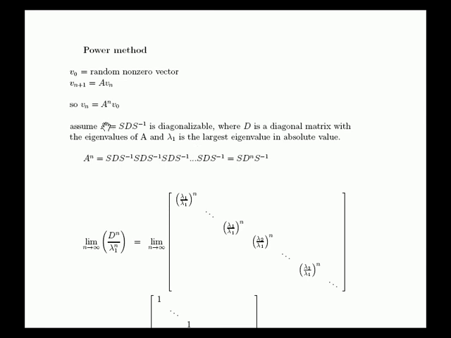So anyway, we're starting from assuming that A is S D S inverse, where D is a diagonal matrix. Now, we're not assuming we know D or S. If we knew D and S, we'd already know the eigenvalues and we wouldn't need this method, but we're just assuming that they exist.